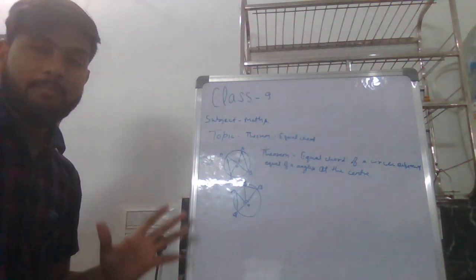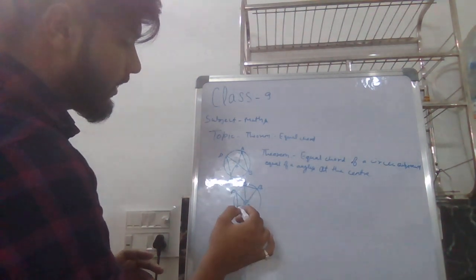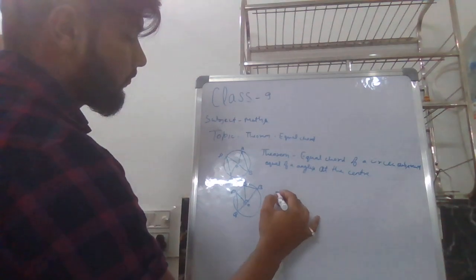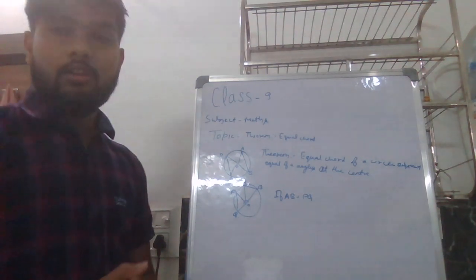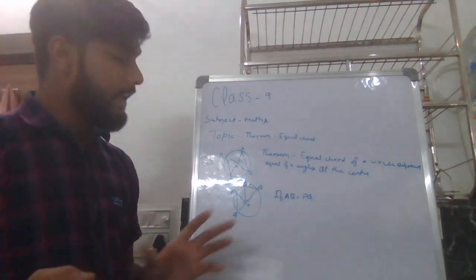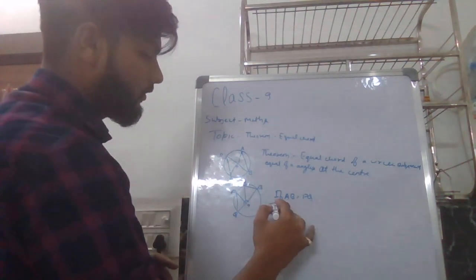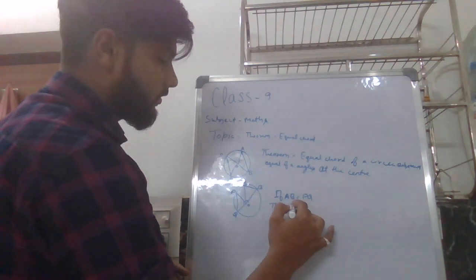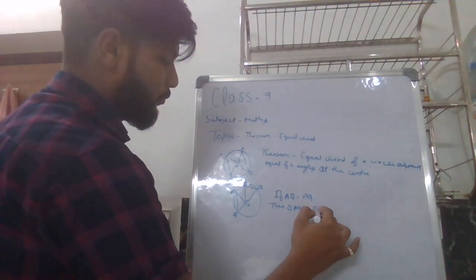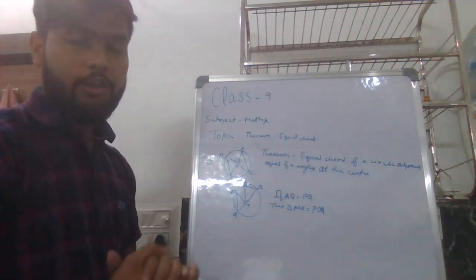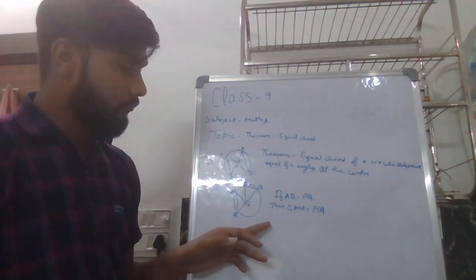If chords AB and PQ are equal, then triangle AOB is equal to triangle POQ. As we have drawn, this theorem will be related to this.